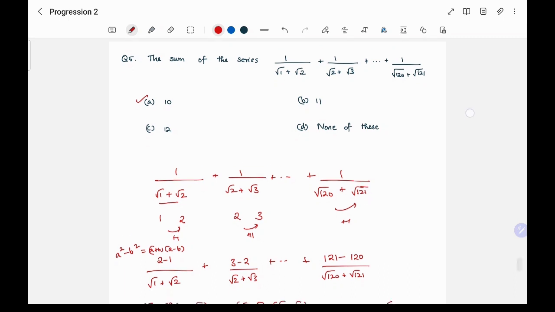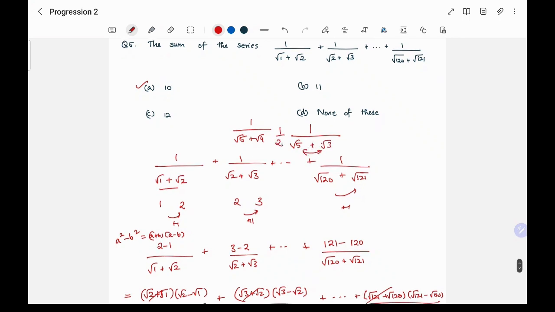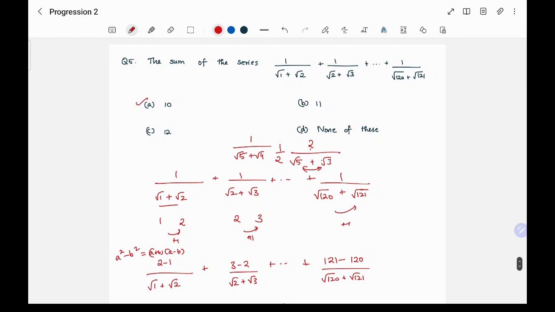If you see this type of question, it may be given in another format. It may start from root 5 plus root 4. You should still be able to connect it. Or if it is like root 5 plus root 3, where it is differing by 2, then what do you do? You just divide by 2 and multiply by 2, and then it is still valid, right? So you need to get these types of intuitions.